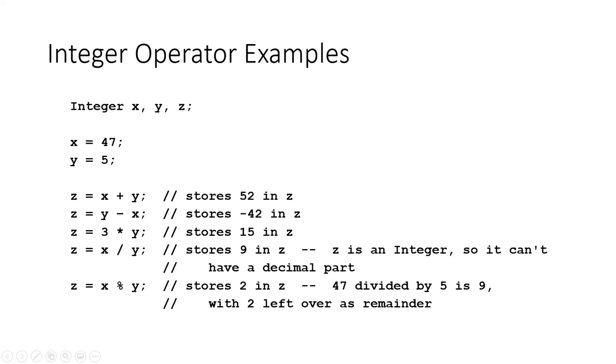So 47/5 is 9. And then that's where this percent comes in. If you want to know what was left over, x%y means take the value of x, 47, divide by the value of y, but then ignore what the answer is and just keep the remainder. So 47 divided by 5 is 9 with 2 left over. So I throw away the quotient and I just keep the remainder as the result of that expression. Okay, it takes a little bit of getting used to, but we'll see how that will work.